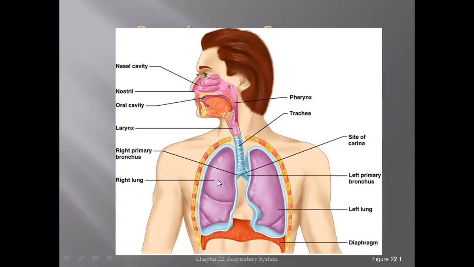Apart from that, you can see the other features here. This is the right side lung. You can see these grooves, which we call fissures. So you get the oblique fissure and the horizontal fissure on the right side. On the left side, there is only one fissure, the oblique fissure. So these are a few points we can see in this diagram.